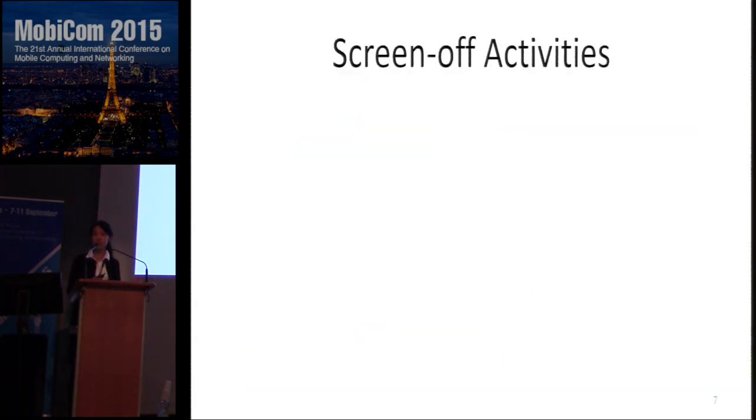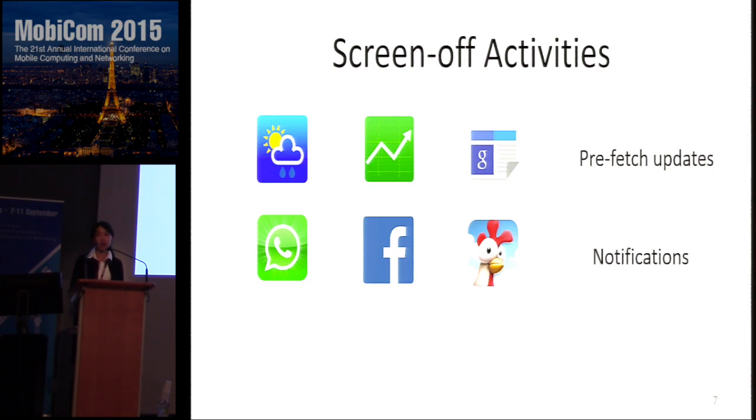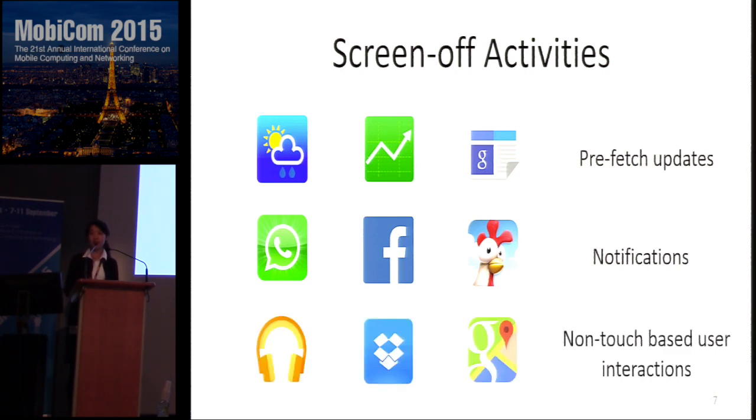So you may ask, what are those screen-off activities? They can be some prefetched updates, for example, to prefetch the current weather or the daily news, so the delay will be minimized when the users check that information in the foreground. They can also be for generating some runtime notifications, like a new message from your WhatsApp friends, or a message like "it's your turn to play" from a game app. They can also serve as some non-touch-based user interactions, like listening to music or syncing your local files to the Dropbox server.